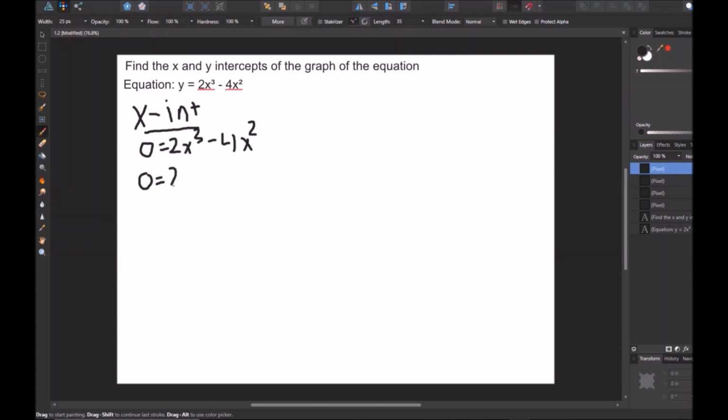We're going to pull out 2x squared, and then in parentheses we're going to write x minus 2. So now this statement is the same exact thing as the statement above it, because if we distribute it, 2x squared times x is 2x cubed, and 2x squared times negative 2 is negative 4x squared.